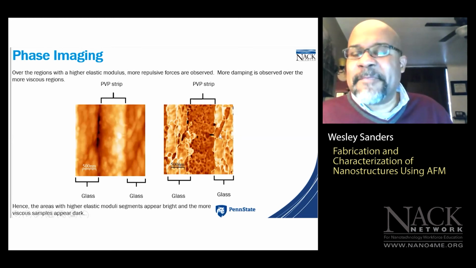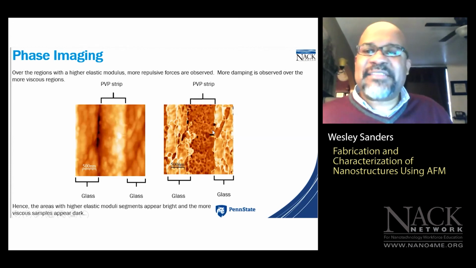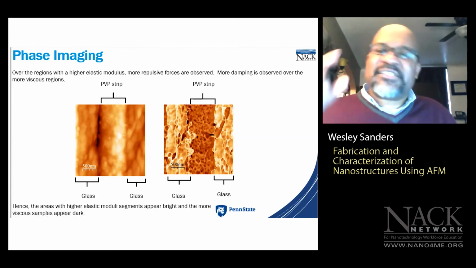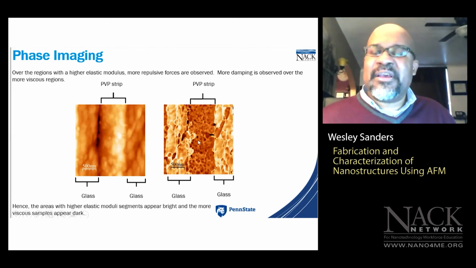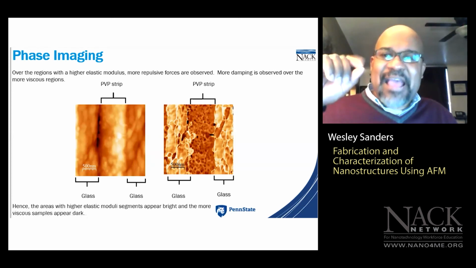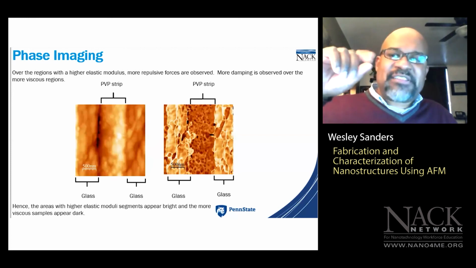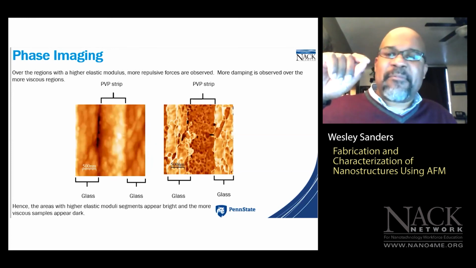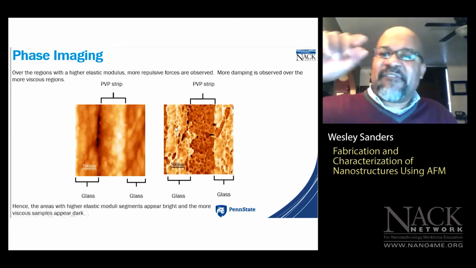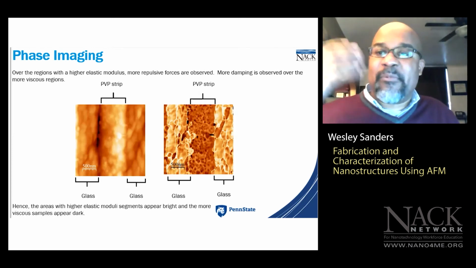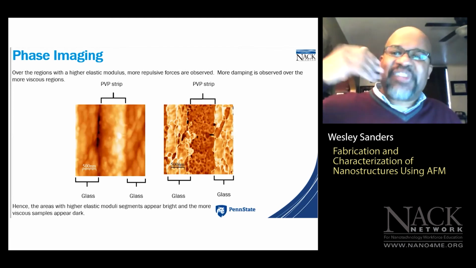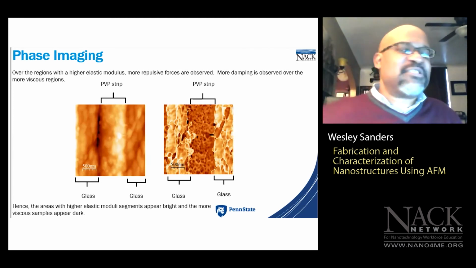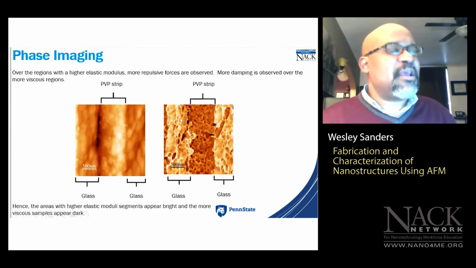Now, in the case of phase imaging, what happens is this: softer areas appear darker in your phase image, because we have significant damping of the resonant frequency of our vibrating tip. And when the vibrating tip traces over a more robust, stiffer, or harder area, the frequency is shifted to higher values. And so those areas are going to appear brighter in our phase image.